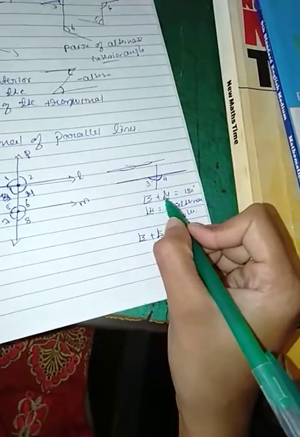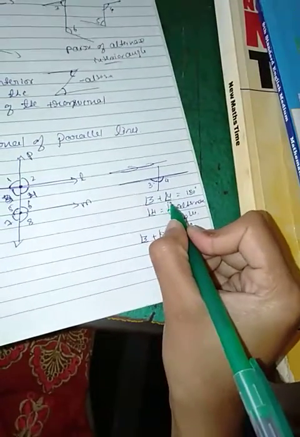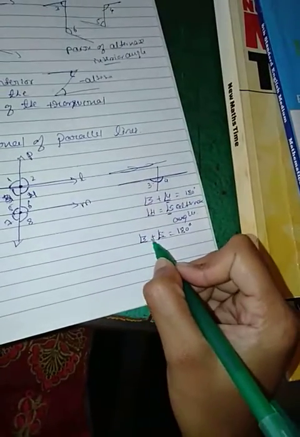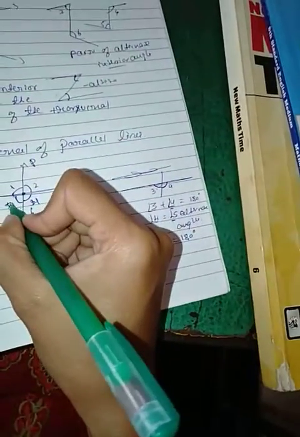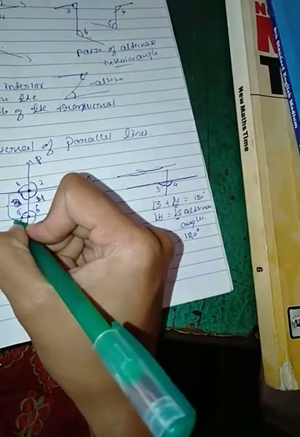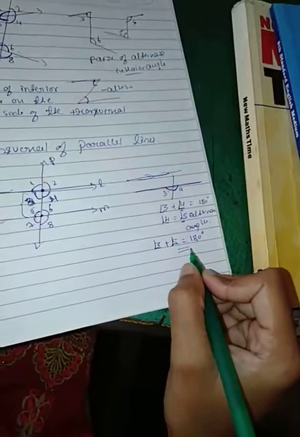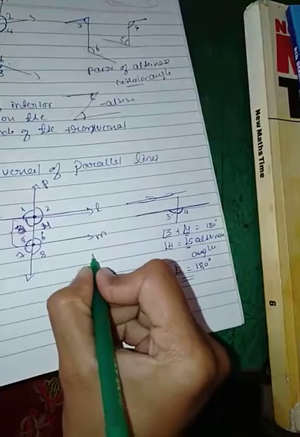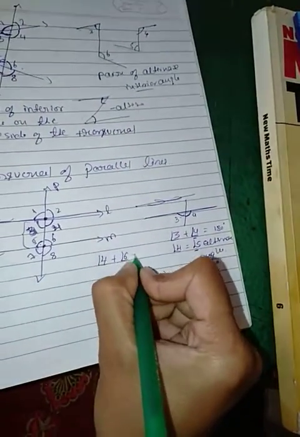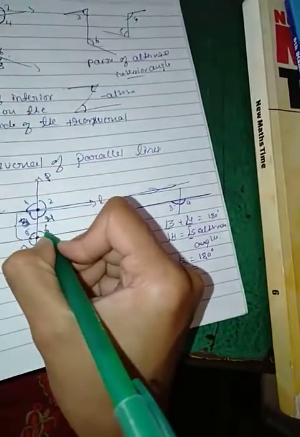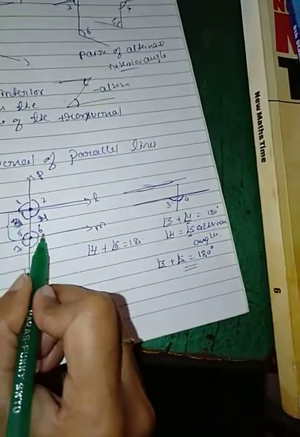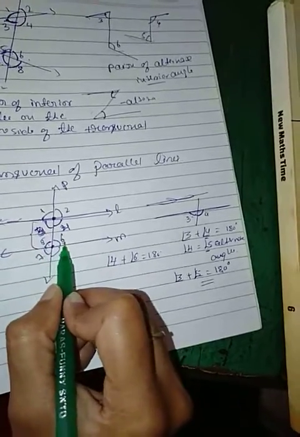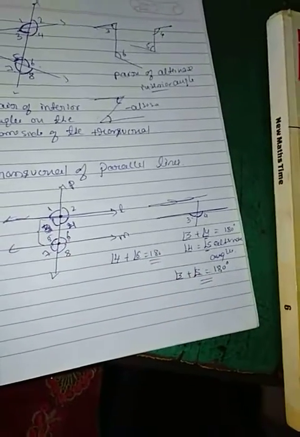Here see, 3 plus 4 is equal to 180 degrees. In the place of 4 we can write 5 because both are equal. Then angle 3 plus angle 5 is 180 degrees. This is the important property. Okay, you should remember that. Similarly, angle 4 plus 6 is 180 degrees, because 3 is equal to 6, both are alternate angles, and in the place of 3 we can write 6. So 4 plus 6 is 180 degrees.